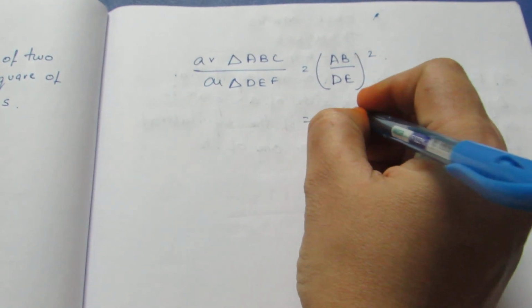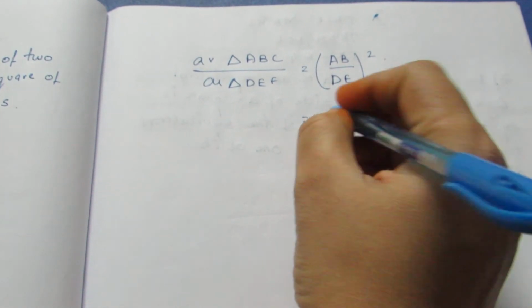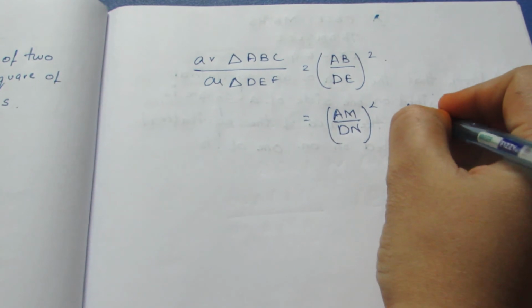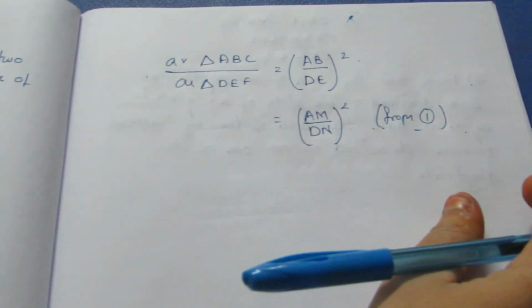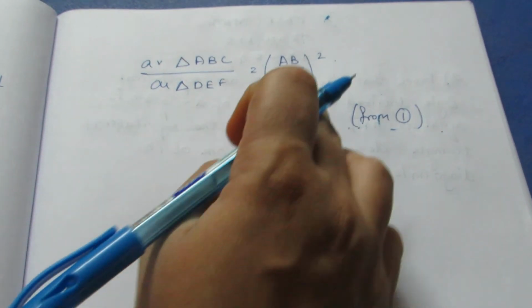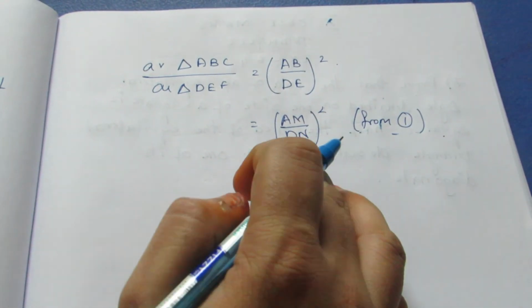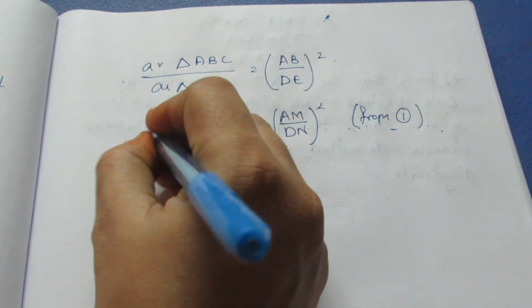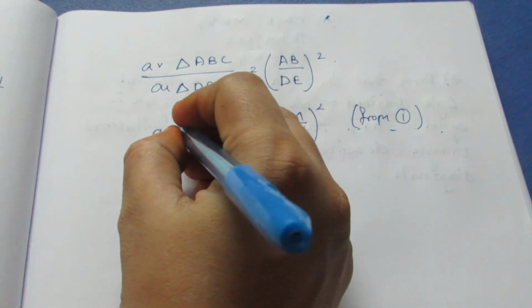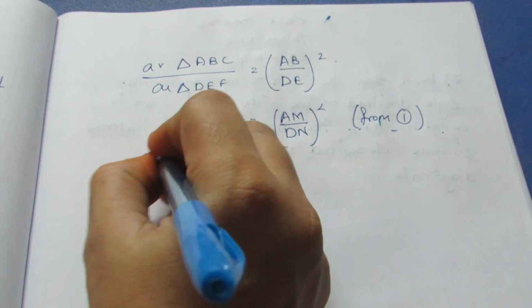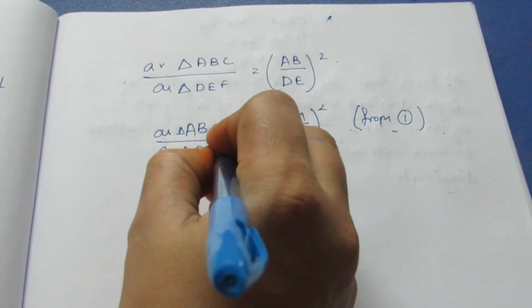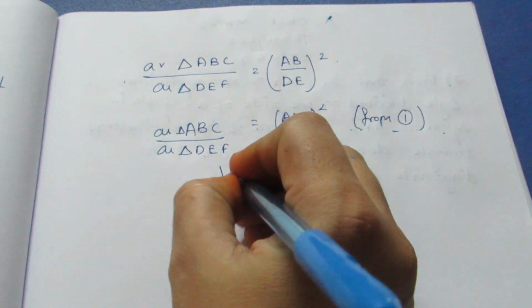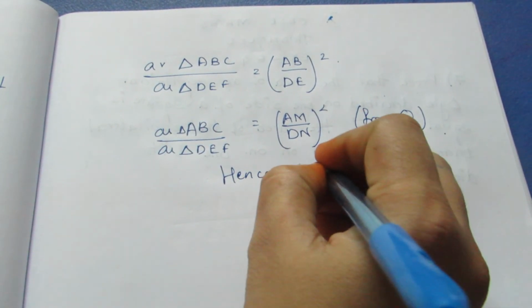So AM by DN the whole square. I have taken that equation to be 1. So I'm just substituting AB by DE is equal to AM by DN, area of triangle ABC by area of triangle DEF. Thus we have proved it. This is what we needed to prove.